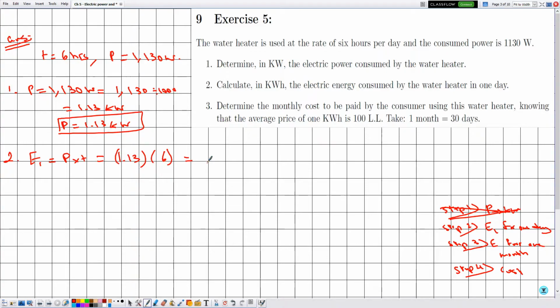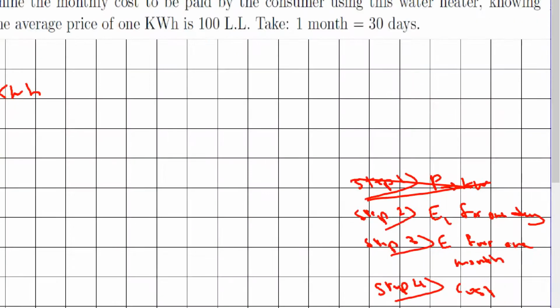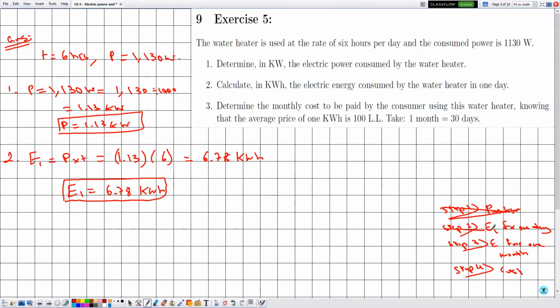And plugging this on the calculator, the value of the electric energy E1 consumed per 1 day is given by 6.78 kilowatts hour. Why kilowatts hour? Because P is expressed in kilowatts and T is in hours. So the electric energy E1 is given by 6.78 kilowatts hour. And we are done with step number 2, because recall step number 2 is to calculate E1 for 1 day.